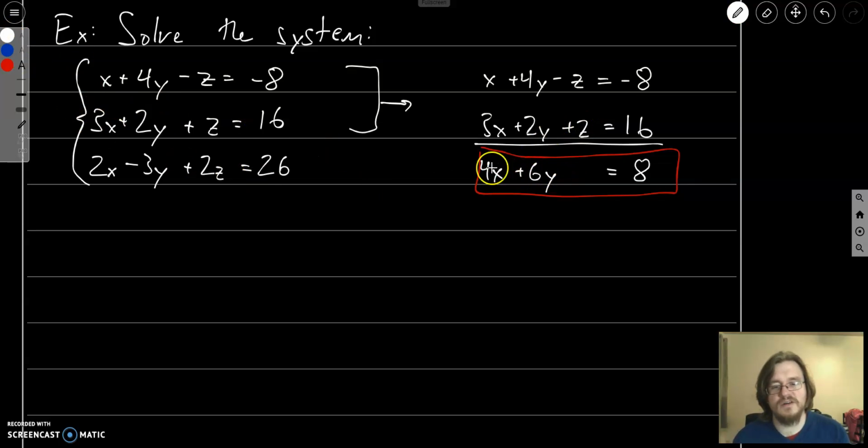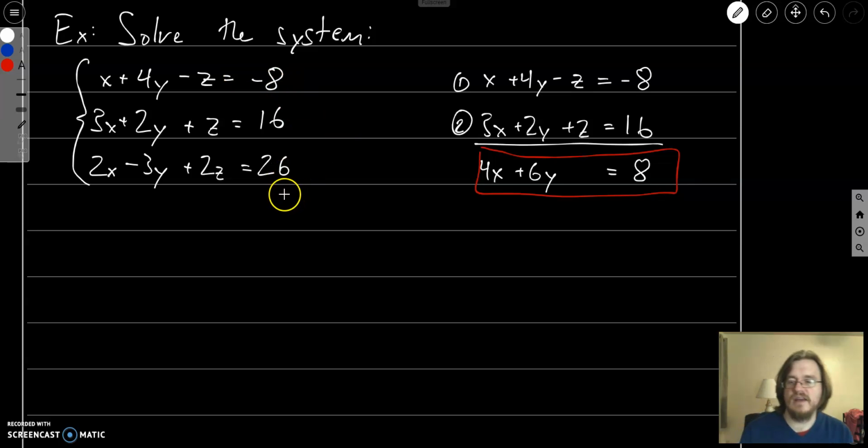But in order to solve a system of equations, we'll need two equations with two variables in it to be able to figure out what both x and y are. So we use the first two equations to get this one. So this is equation number 1 and equation number 2. Now I need to choose a different pair of equations. And I'm going to choose equation 1 and equation 3 here.